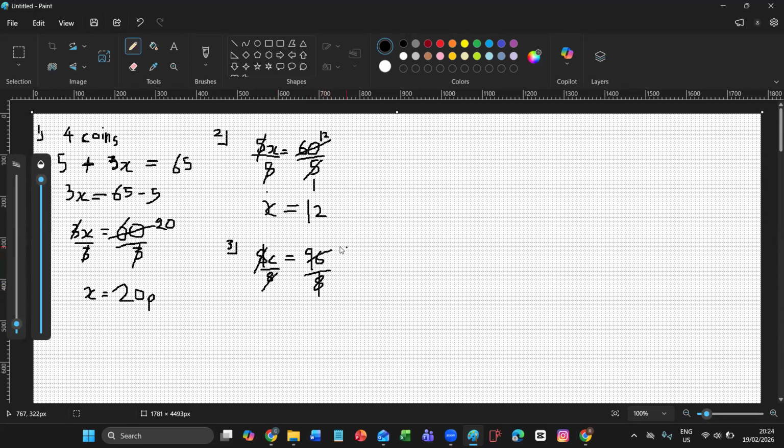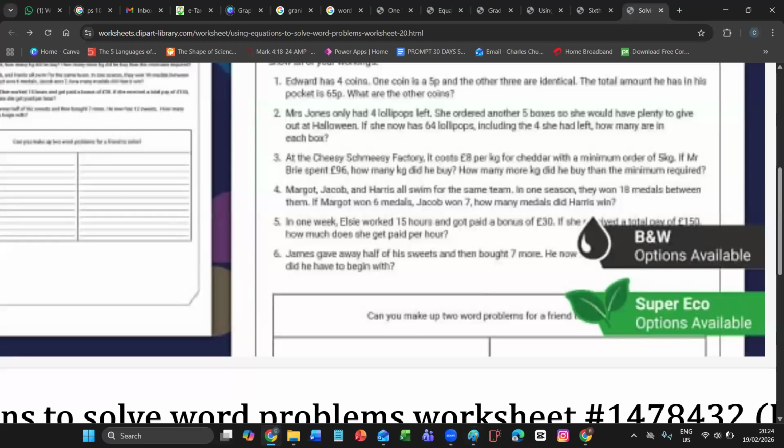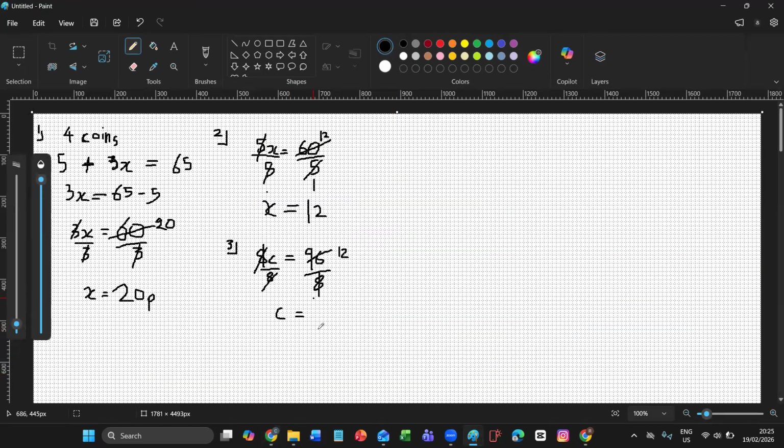12. Okay. So that means, because the first question said, how many kilograms did he buy? Right? How many kilograms did he buy? So the number of kilograms he bought is 12 kilograms.